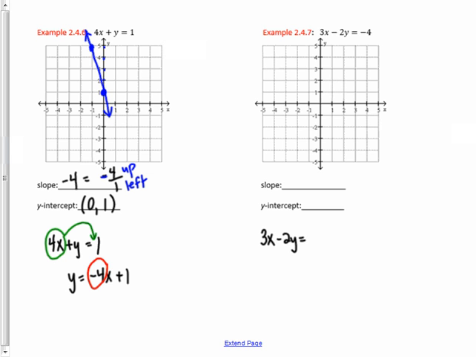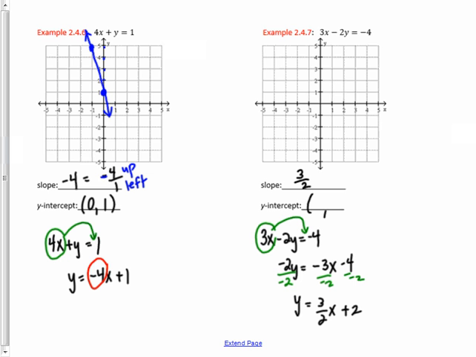Same thing with this one: 3x minus 2y equals negative 4. You've got to do some work and get that y by itself. So the first thing I'm going to do is move that across. So I would get a negative 2y equals a negative 3x minus 4. And then divide everybody by negative 2. So I end up with y equals, the negatives cancel, so I get 3 over 2x, and negative 4 divided by negative 2 is positive 2. So my slope is 3 over 2. My y-intercept is 0, 2.